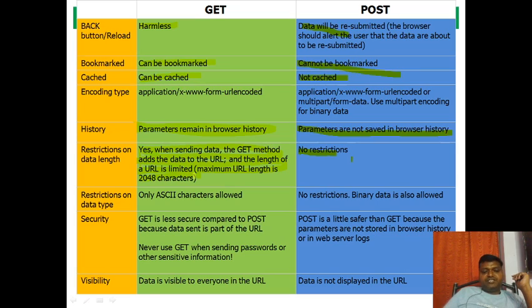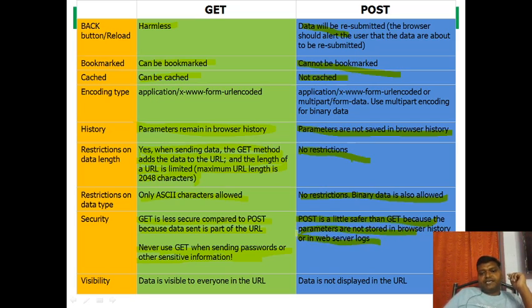With get, there is some restriction for number of characters that you are sending to the server, but whereas in post there is no restriction. In get, only ASCII characters are allowed, but whereas in post no restrictions, you can send even binary data. So, get is less secure. Why? Because it is sending the data as a part of URL, anybody can see. So, never use get when you are designing a web application for sensitive information. Post is safer because the data you are submitting will be encrypted and sent along with the request body.